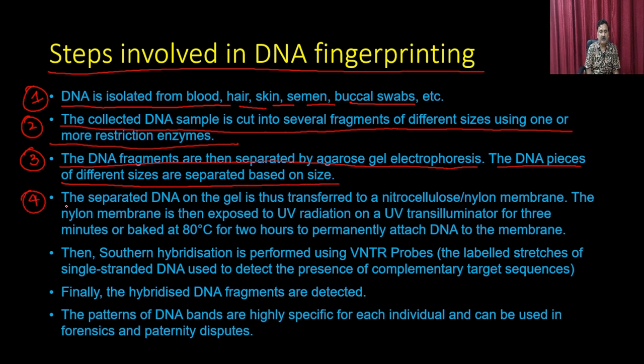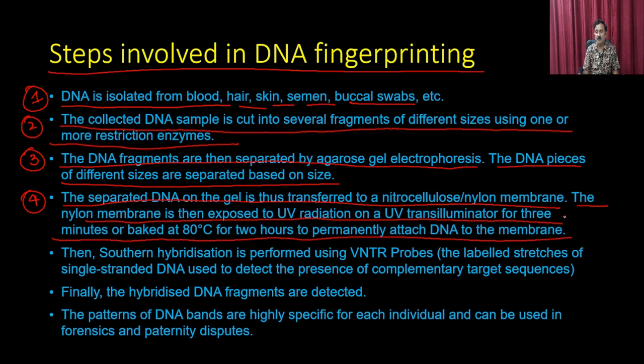Number 4, the separated DNA on the gel is transferred onto the nitrocellulose membrane. The nylon membrane is then exposed to UV radiation on a UV transilluminator for 3 minutes or baked at 80 degrees Celsius for 2 hours to permanently attach the DNA onto the membrane. So, this step we have already discussed when we were discussing Southern blotting.